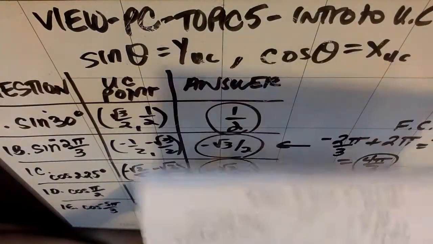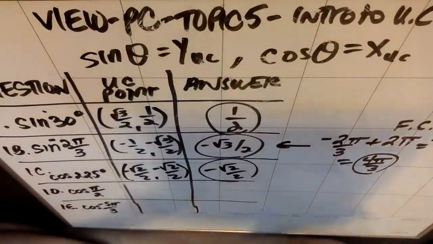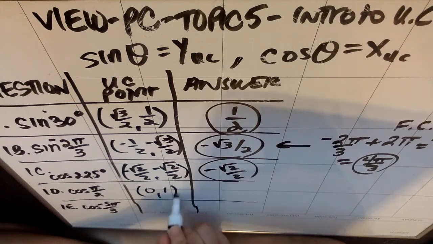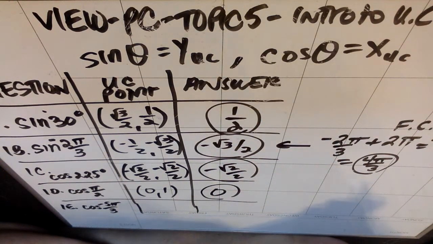The next one is cosine of pi over 2. Well, I look for pi over 2 and find that it's right here. The point here is 0, comma, 1, and since the cosine is the x-coordinate, that means the cosine of pi over 2 is 0.